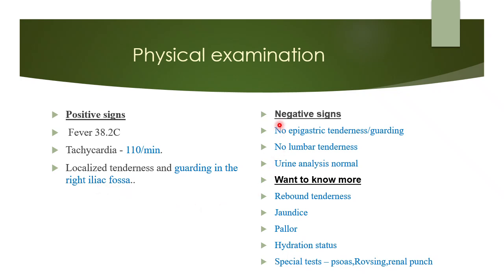The negative signs that you see in this patient are no epigastric tenderness or guarding, no lumbar tenderness, and the urine analysis was normal. Okay, these three are the negative signs which were not present in this patient, and that will exclude some of the other causes. And you want to know further whether he had jaundice, whether he had pallor, and his hydration status, which were not mentioned in the history.